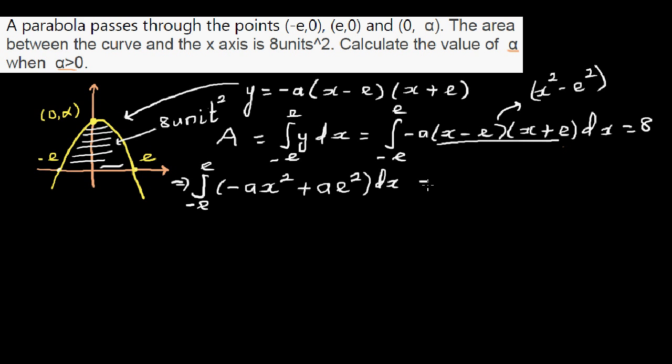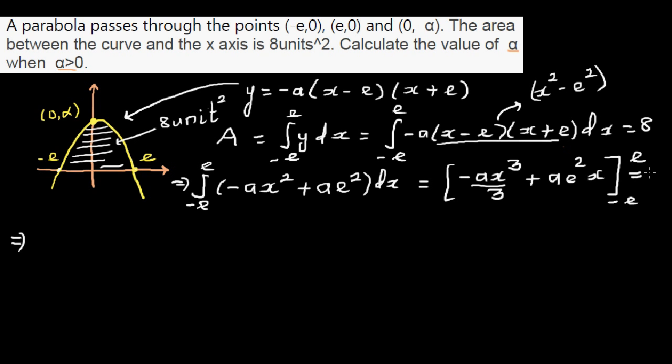If we integrate, this is a polynomial function. So this is minus a x cubed divided by 3 plus a e squared x, from the lower limit negative e to plus e. I'll do the working here. This is equal to 8.